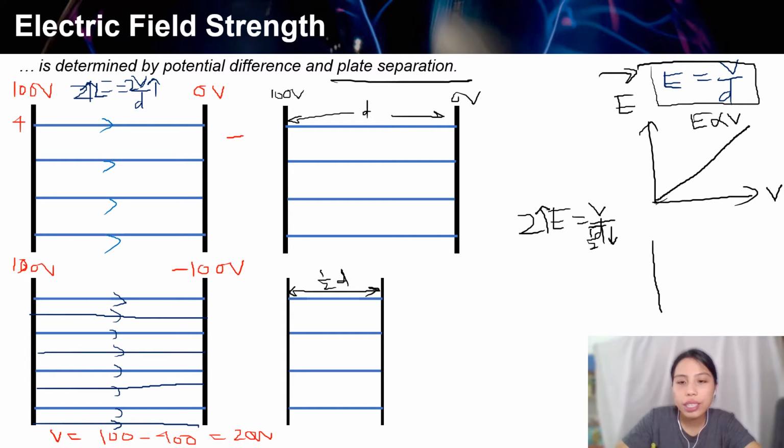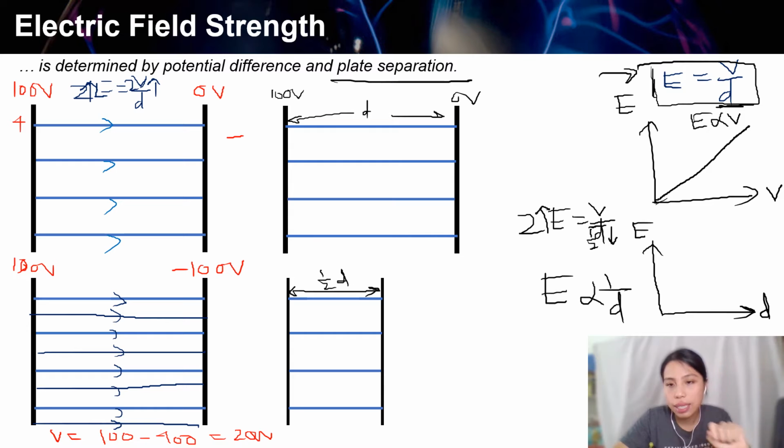So I should get a relationship something like this. Inverse relationship. E is proportional to 1 over D. Where does this come from? Look at the equation. E on top, D at the bottom. So if I plot a graph of E against separation of the plates, D, it's going to be an inverse square law, which looks something like that. You just need to remember roughly what it means.